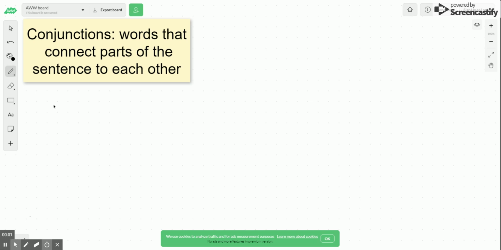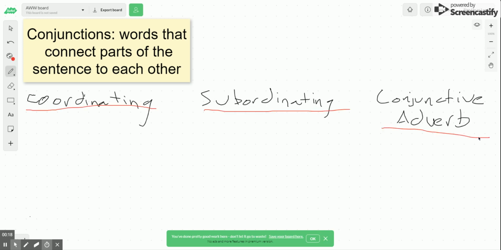All right, class. Today we've got conjunctions and prepositions. First, conjunctions are words that connect parts of the sentence to each other. There are three types that we're going to need to know. These three are coordinating conjunctions, subordinating conjunctions, and conjunctive adverbs.